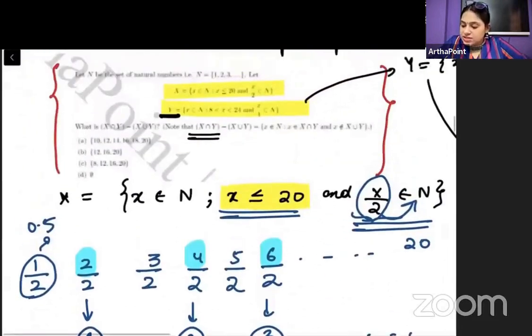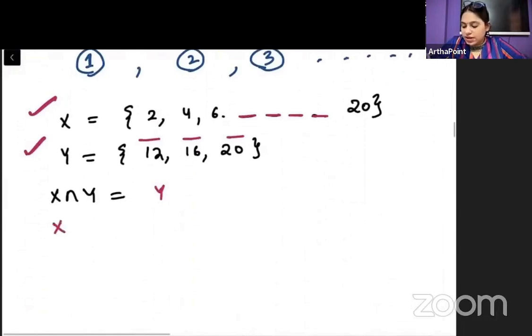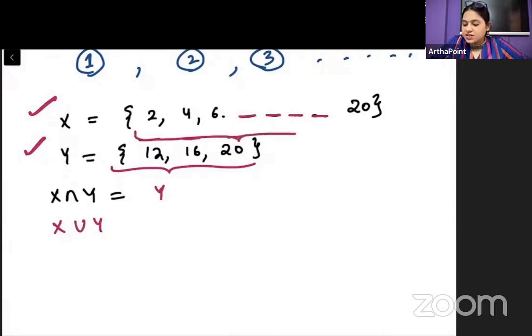Now it tells me to find x union y. So I need to find x union y. Now try to see that since this entire y is contained within x.